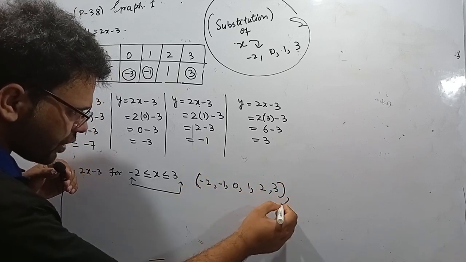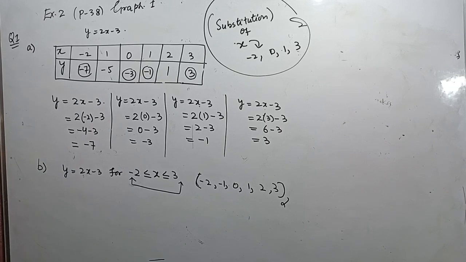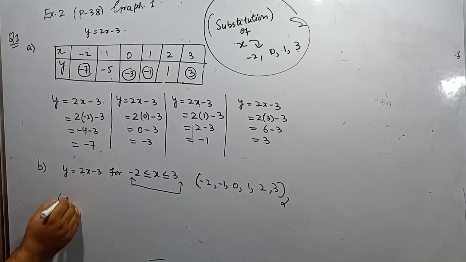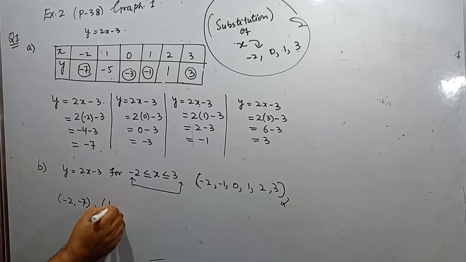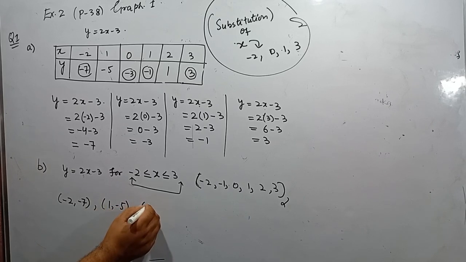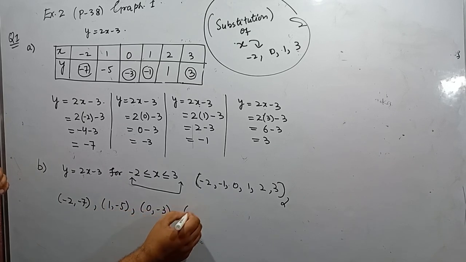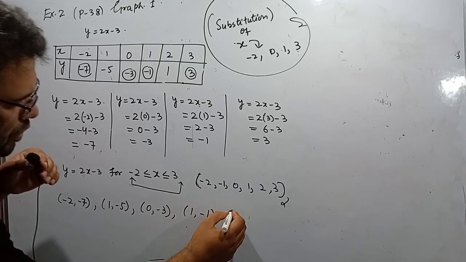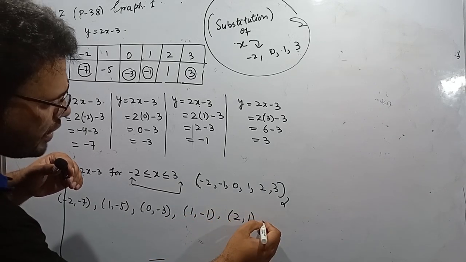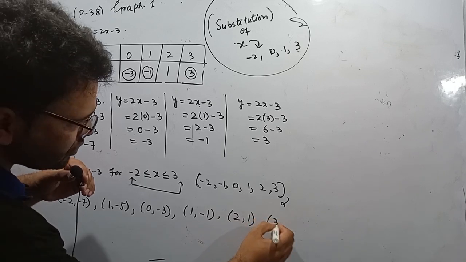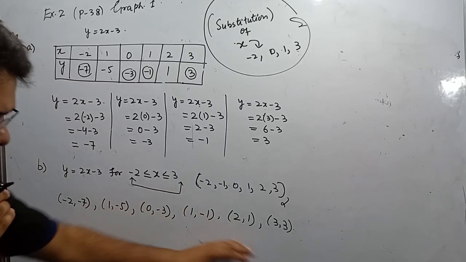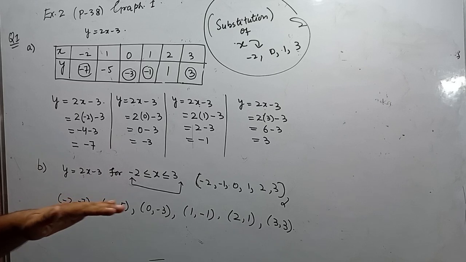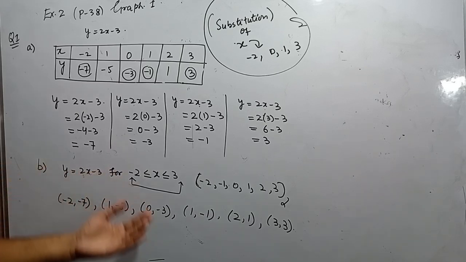So what are the plotting points? Which points will we plot on the graph? From the table, one point will be minus 2 and minus 7. The second point will be minus 1 and minus 5. The third point will be 0 and minus 3. The fourth point will be 1 and minus 1. The fifth point will be 2 and 1. And the last point will be 3 comma 3. So these are the points that we should plot on the graph. Here we will first draw the x-axis, then the y-axis, then plot these points and we will get the graph.